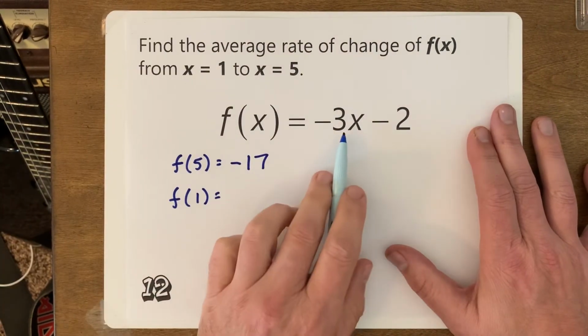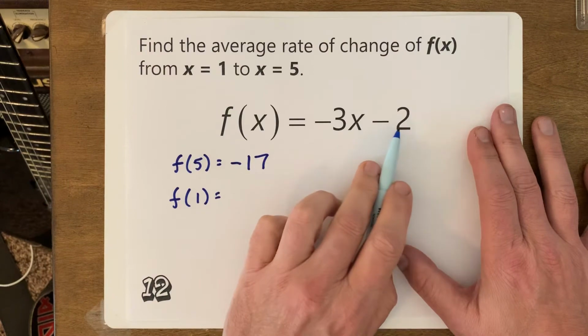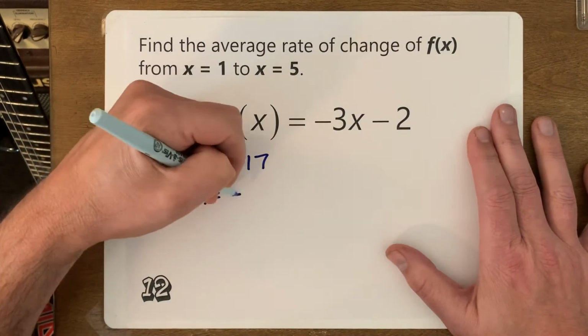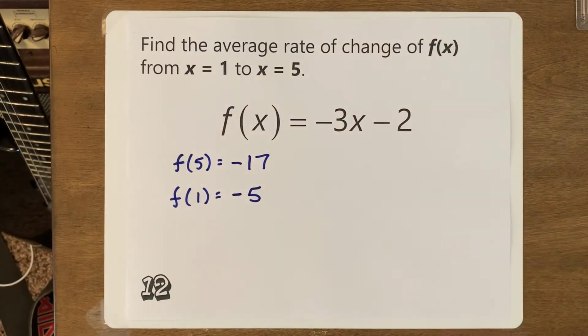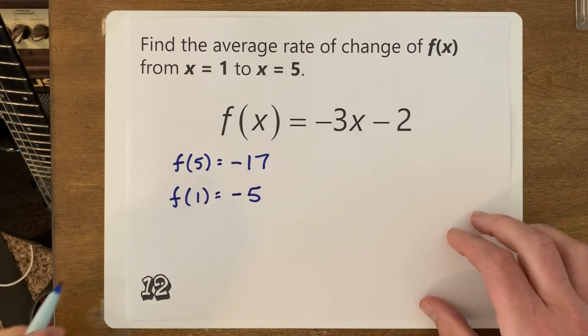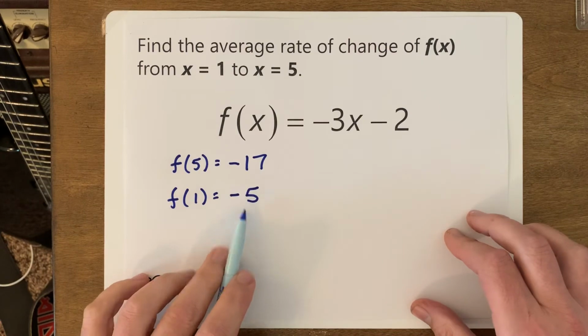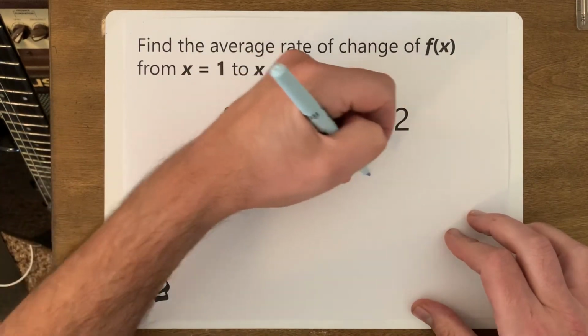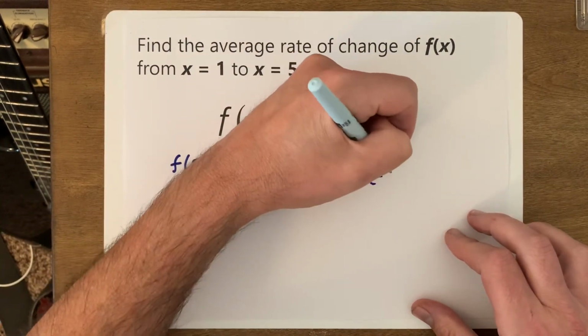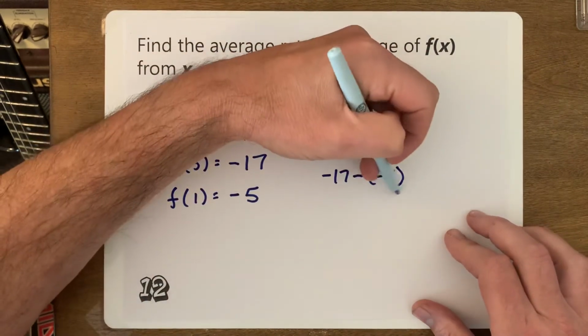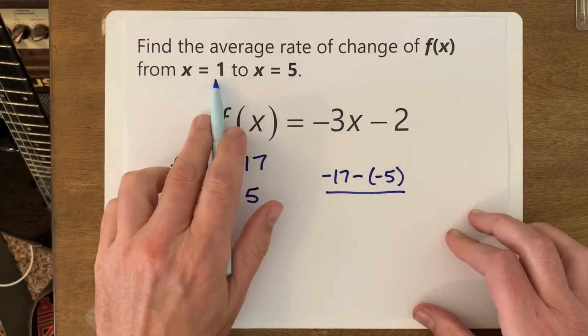Okay, 1 times -3 is -3, minus 2 is -5. So I need to figure out what those two are first. So now what I want is the second one minus the first one, -17 minus -5, divided by 5 minus 1.